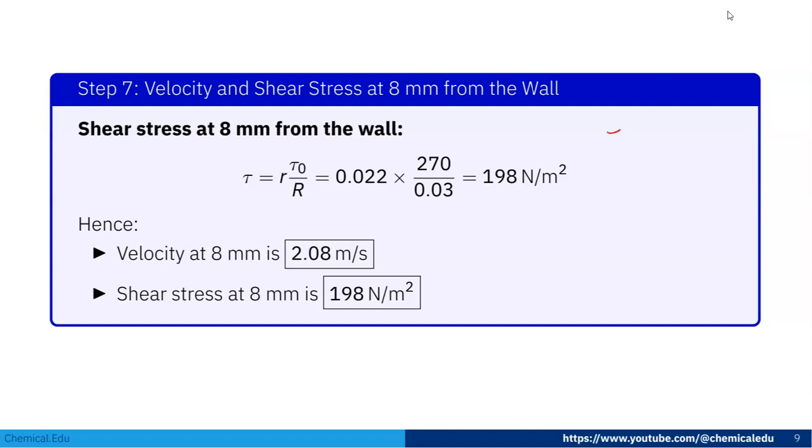Now similarly we can easily calculate the shear stress. So we know the formula, tau by tau 0 is r by capital R. So we know all this, so we can easily calculate tau. Tau is smaller r into tau 0 by R. Smaller r is 0.022, tau 0 is 270, capital R is 0.03. So tau is 190 Newton per meter square. So velocity at 8 mm is 2.08 meter per second. Shear stress at 8 mm is 190 Newton per meter square.